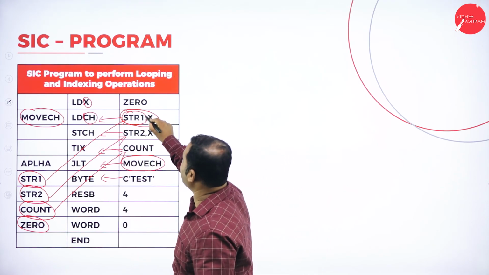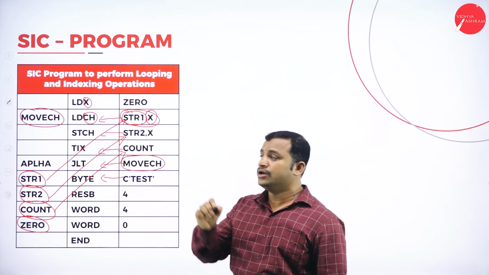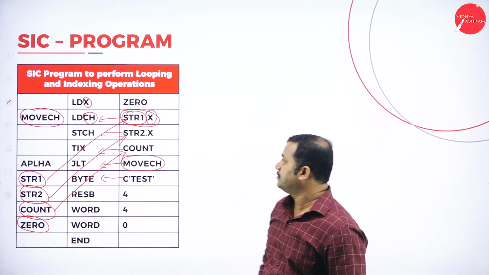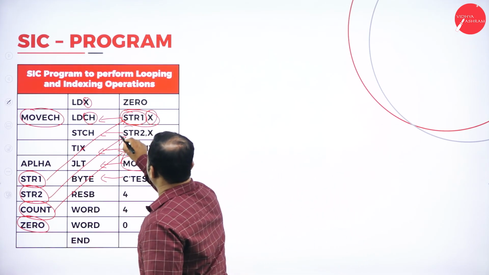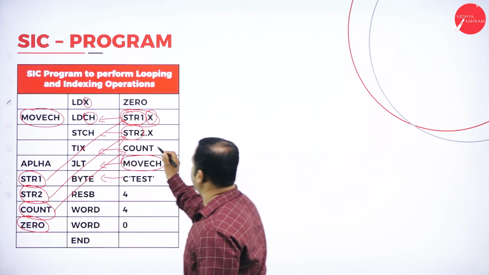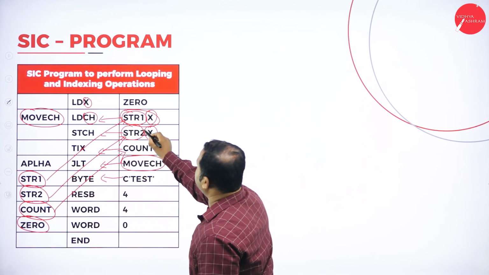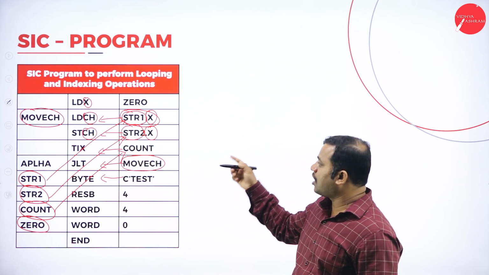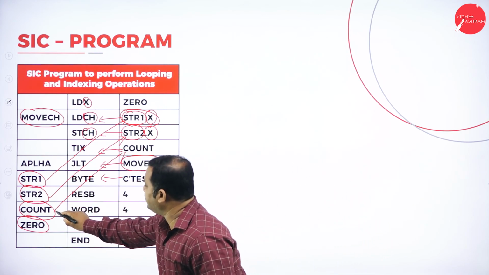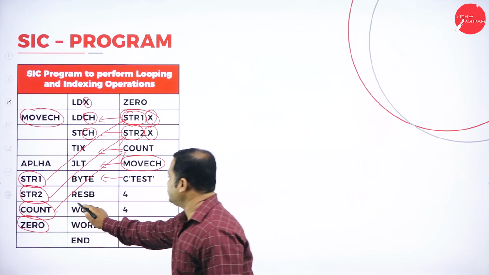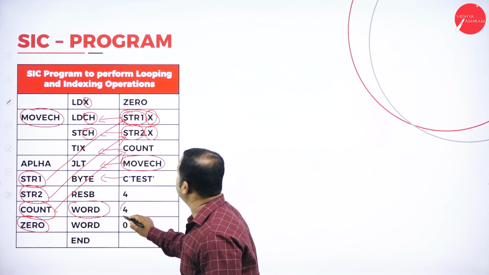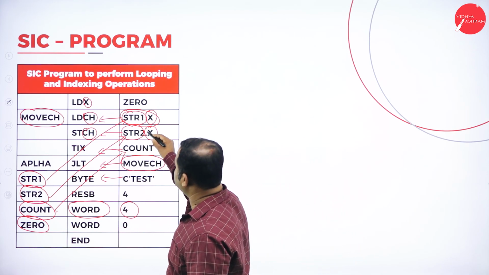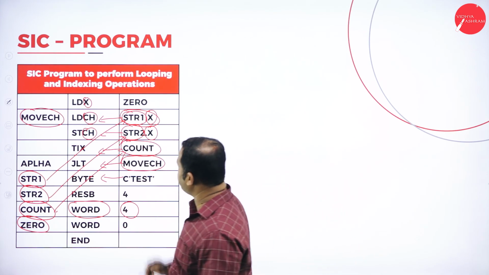That means I'm using the variable STR1 and loading the character. Which character? The character x is being loaded by this LDCH. This is an indexing operation. Then we have STR2, which is referenced in the future. Now I have the character x. It has to be stored by STCH. Then we have the count of that. Where is the count present? Count is present here. What is the word present in it? The value 4. With this, I will say that count is present here.